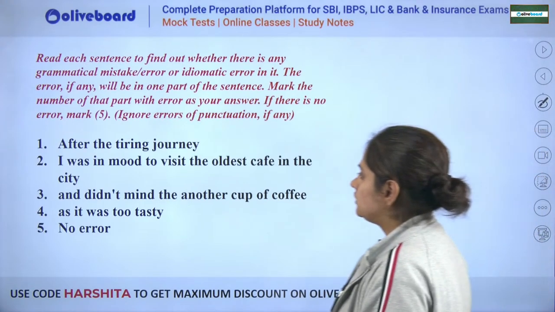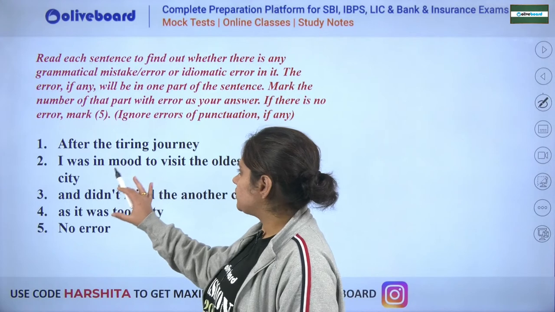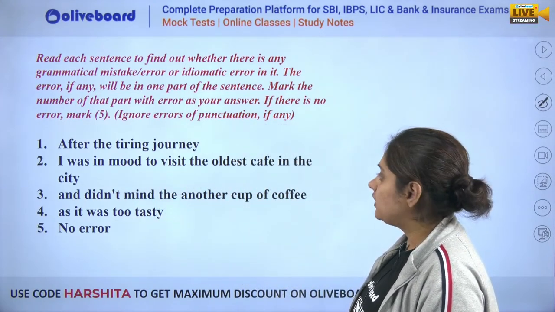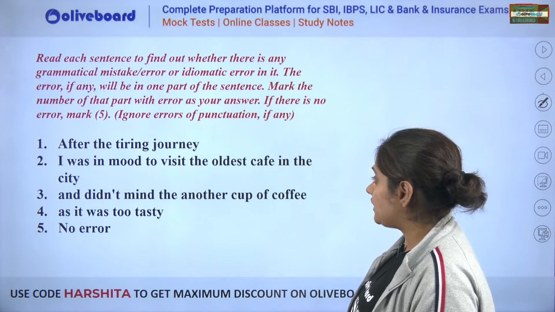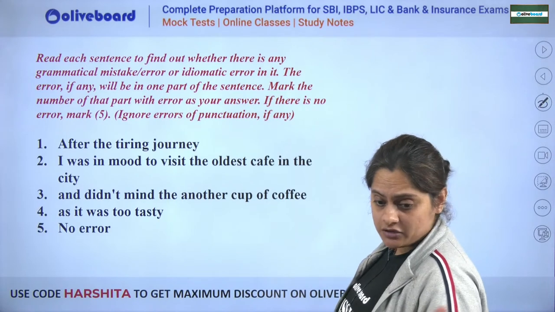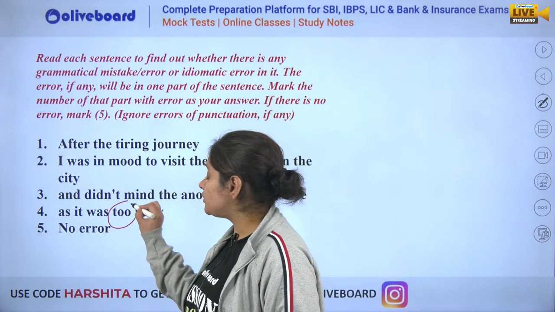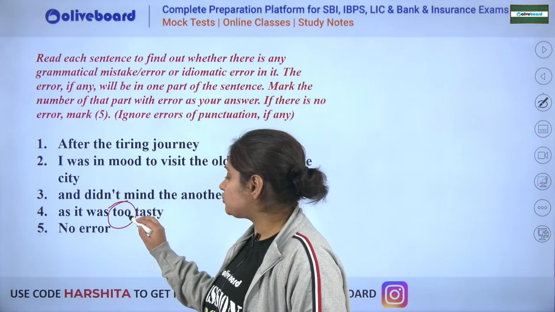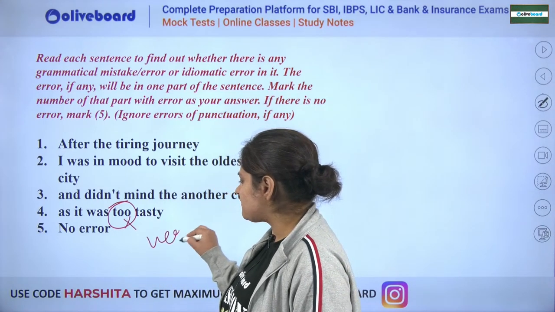Correct. After the tiring journey, I was in mood to visit the oldest cafe in the city. Right? And did not mind the another cup of coffee as it was too tasty. When do you use too? Guys, you use too in negative sense. Extreme. Right? Here, you have to use it in positive sense. So, you can say very tasty.